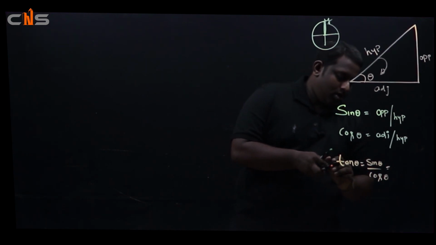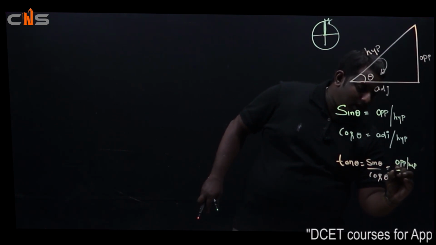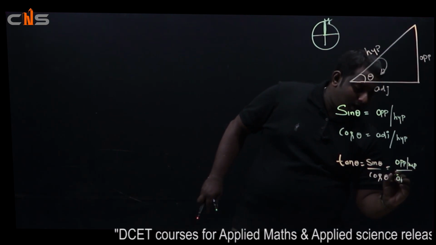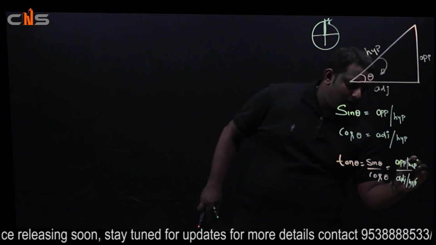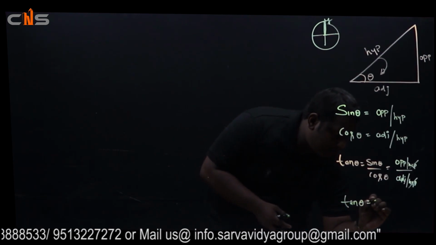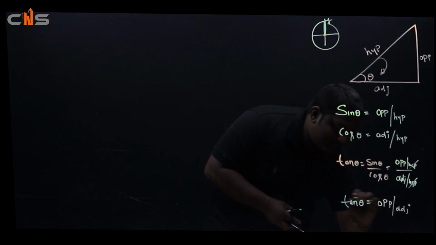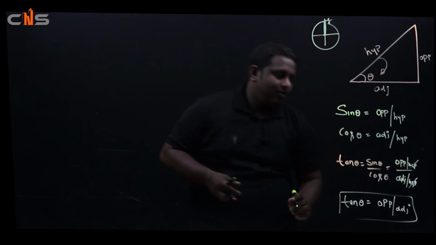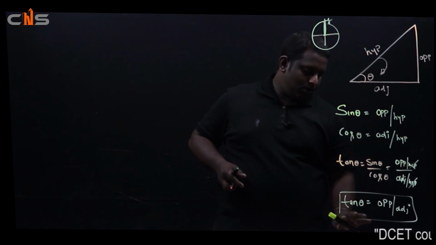So opposite by hypotenuse divided by adjacent by hypotenuse. So hypotenuse gets cancelled. So tan theta equals opposite by adjacent. Clear with this? We are remembering only sin theta and cos theta. From this we derived tan theta.